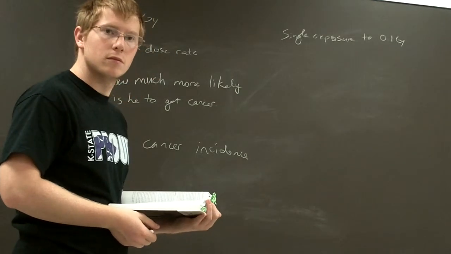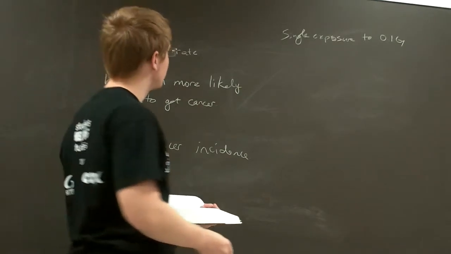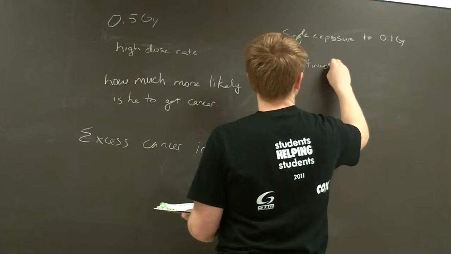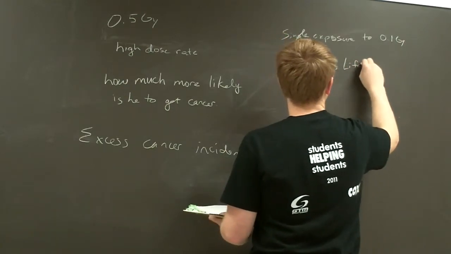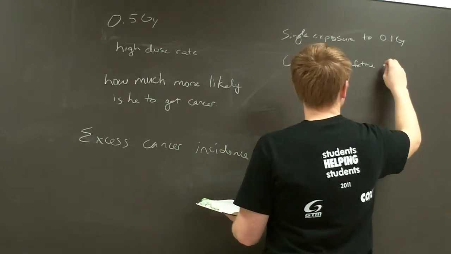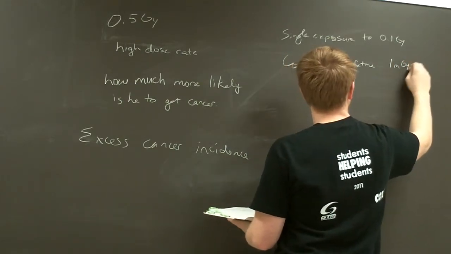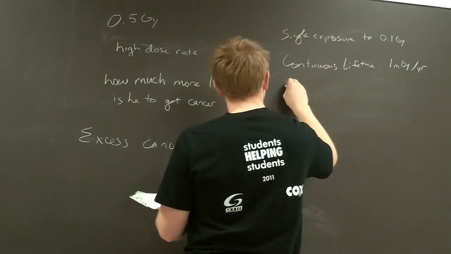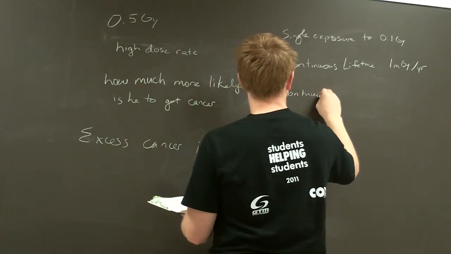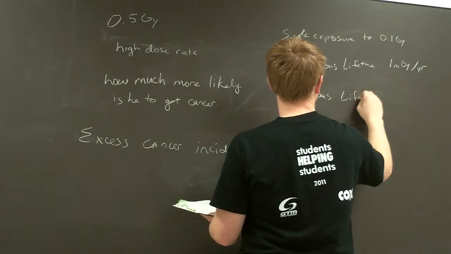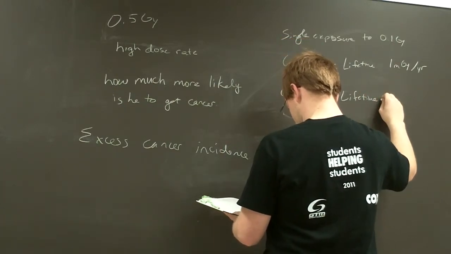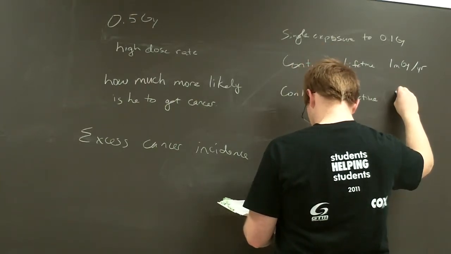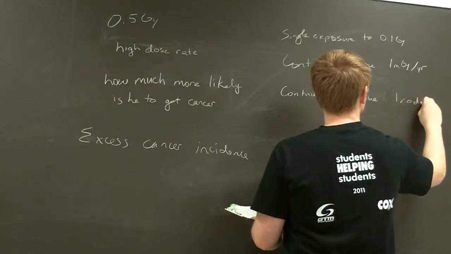There are 2 more cases in this table, right? What's the difference between both of them? Okay, so they also have continuous lifetime exposure of 1 milligray per year. And there's also a continuous lifetime exposure of 1 rad per year.